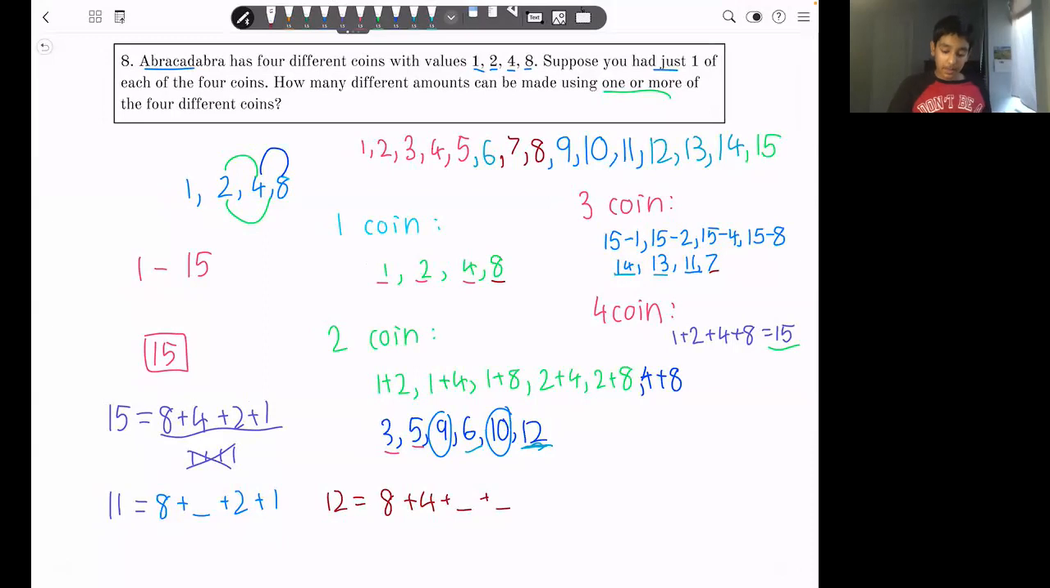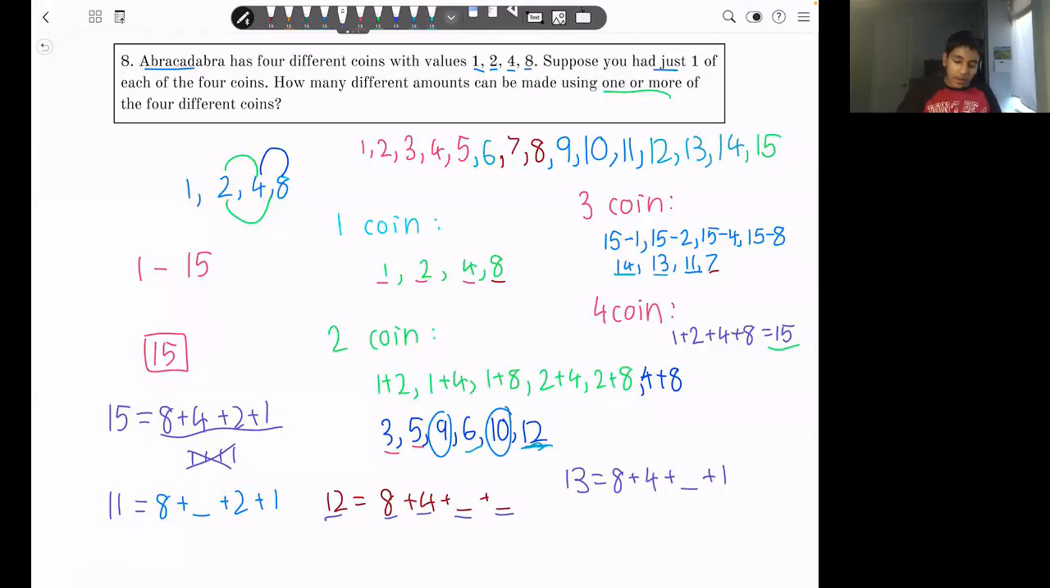I'm not sure what happened, but let's continue. So we left off at 12. 12 is 8 plus 4 plus we don't know what these two values are. And we can see that even with some other numbers like 13 is 8 plus 5 or 8 plus 4 plus blank 2. There's no 2 plus 1.